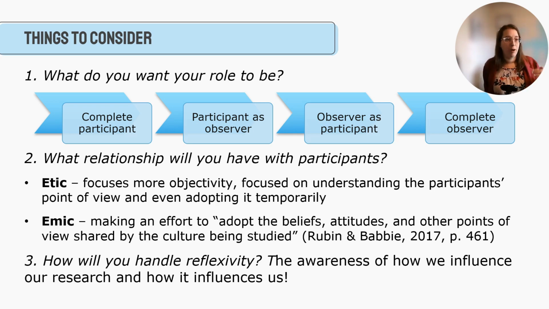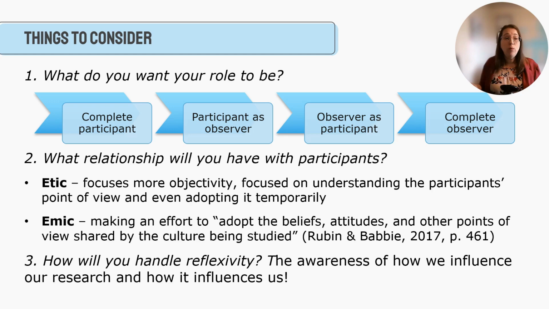Or you can use an emic approach, which is making an effort to really adopt the beliefs, attitudes, and other points of view shared by the culture being studied. So this is one where we're really going deep in, we adopt those views, we take them on ourselves when we're studying the population. I saw an interesting article, not in Rubin and Babbie, that said the etic approach brings more of an outsider role, and an emic approach is more of an insider perspective. Now, I think that's a little cut and dry. I think you can go both ways, but there's definitely a slightly different approach. So you have to figure out what approach you want to have with the participants.